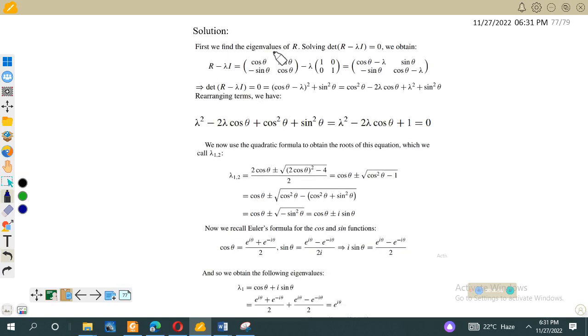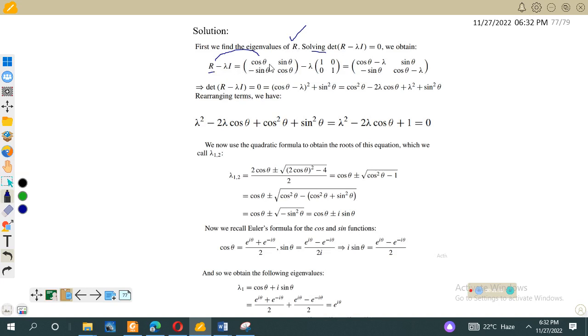First, we find the eigenvalues of R, which is the given matrix, by finding its secular equation, which is the determinant of R minus lambda I equal to 0. So R is the given matrix, lambda is the eigenvalue, and I is the identity matrix. As previously, we are following the same method in which we evaluate the matrices by formation of the secular equation, then finding its eigenvalues.